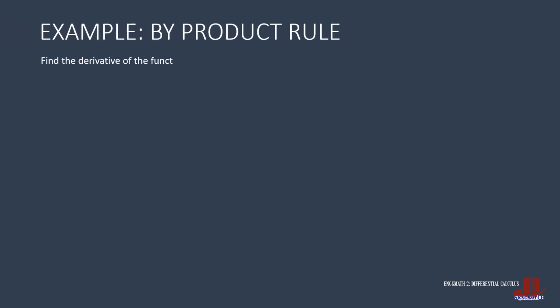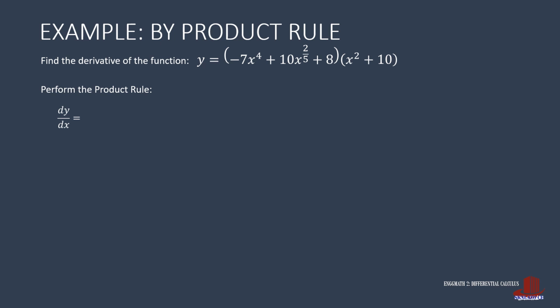The function for this example is y equals the quantity negative 7x raised to 4 plus 10x raised to 2/5 plus 8, multiplied by the binomial x squared plus 10. Let's differentiate the function with product rule first. According to the pattern, the derivative of y with respect to x is the first term multiplied by the derivative of the second term, plus the second term multiplied by the derivative of the first.